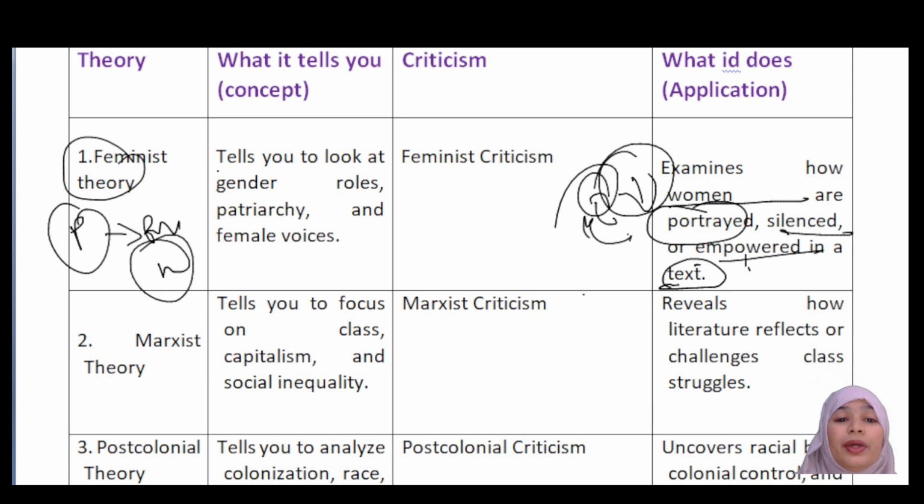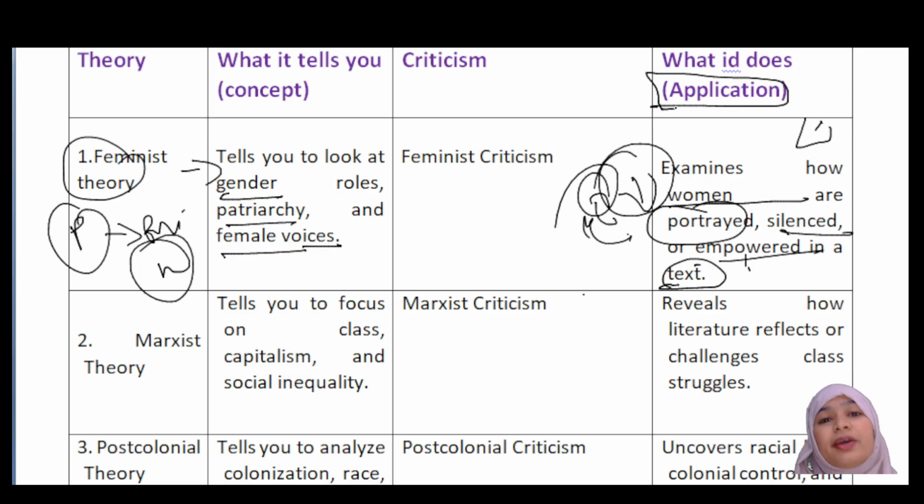So this is how we can see the role of gender, patriarchy, and female voices. It highlights these things. Here we can see how it works. That is what is meant by the application of criticism, the concept of criticism.